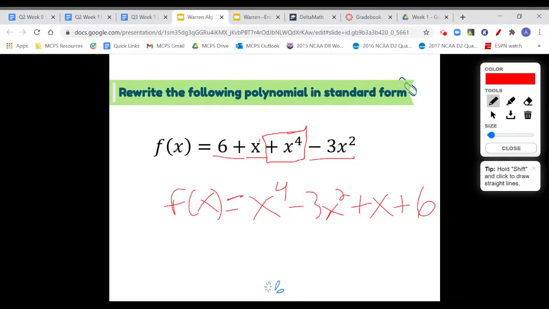One thing you'll notice is I did not combine any of these terms. Sometimes people feel like they can. Remember, if you have two like terms, then you would combine them. For instance, if I had 6 plus 3, I would say that's 9. If I had 2x plus 3x, I would say that's 5x. Okay? But all of these terms are not alike because they have different exponents. So if they don't have the same exponent, then you cannot combine them.